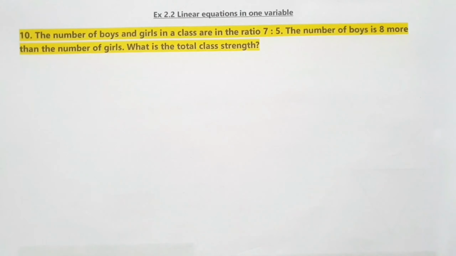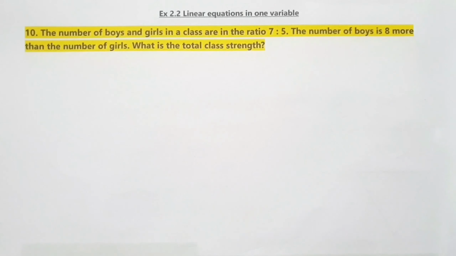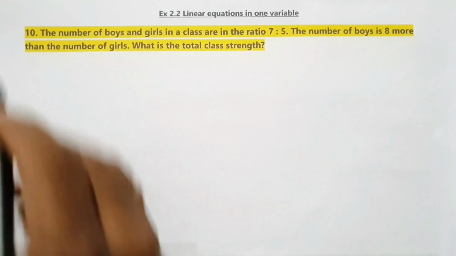Let's start our next maths. In the next maths, they said the number of boys and girls in the class are in the ratio 7:5. The number of boys is 8 more than the number of girls. What is the total strength? It means what is the total number of boys and girls in the class?